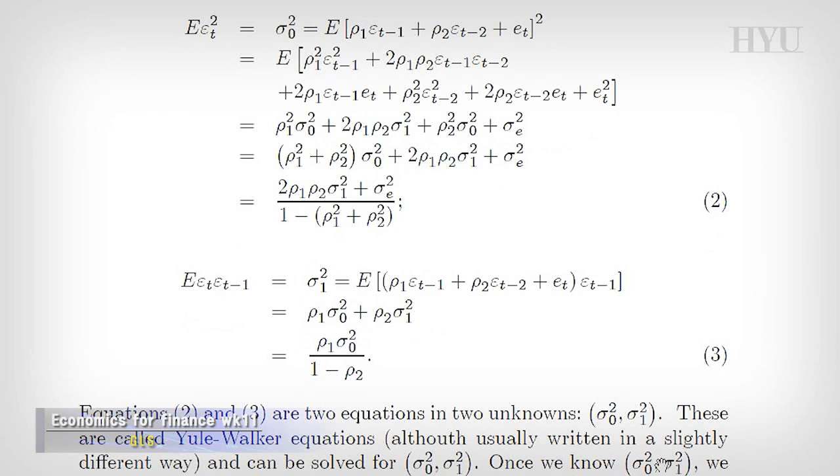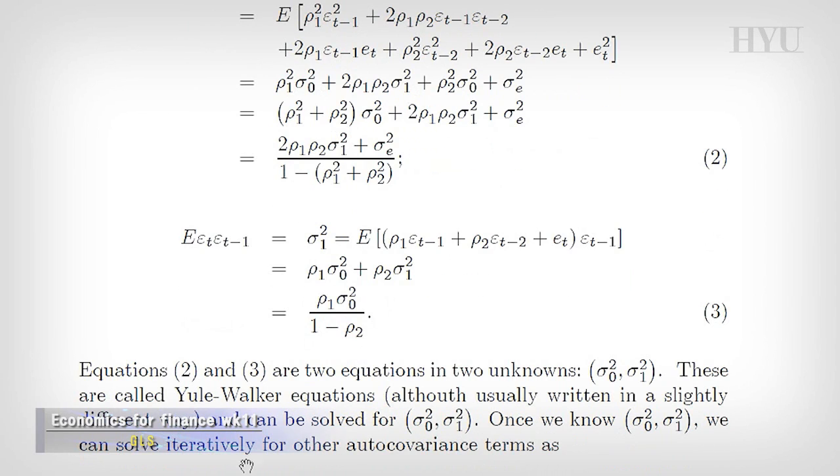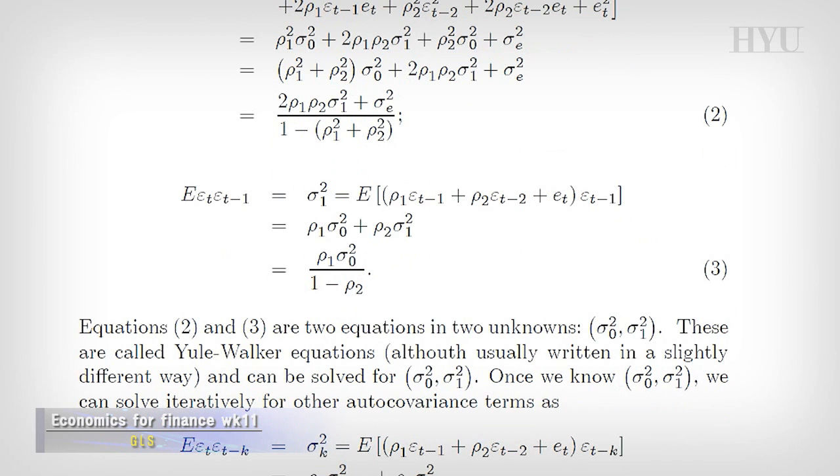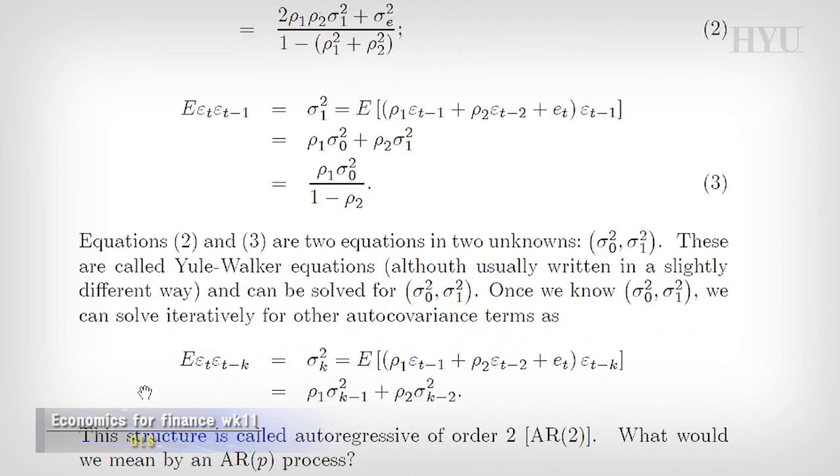Once we know sigma 0 squared and sigma 1 squared, we can solve iteratively for the other autocovariance terms, such as epsilon t with epsilon t minus k. Suppose it is sigma k squared, then it looks like rho 1 sigma k minus 1 squared plus rho 2 sigma k minus 2 squared. Since we know sigma 0 and sigma 1, for values greater than 2 we can use these and solve iteratively. Okay. Anyway, this structure is called autoregressive of order 2.